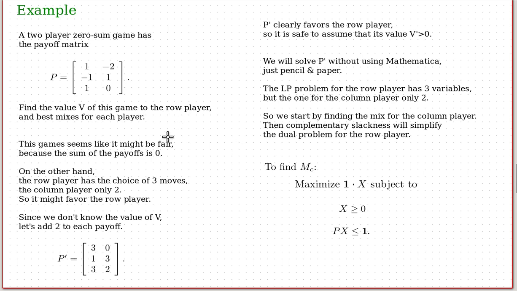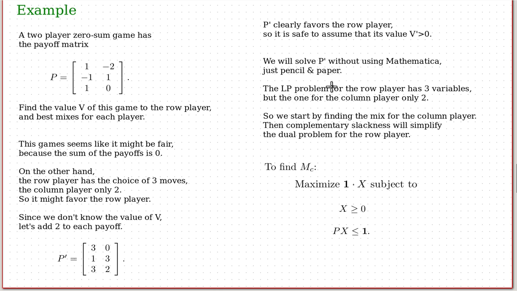So we will use the trick of adding a constant to each of the payoffs, right, as described previously. So what I'll do is I'll just add 2 to each one of these payoffs. So we get the new payoff matrix P prime, which has all non-negative entries, and it's pretty obvious that P prime favors the row player, right? So I think we can safely assume that the value V prime of the game P prime is strictly positive. And therefore we'll be able to use the strategies we described earlier for solving games that have a positive value, a positive expected payoff. And as I said, I'm going to do this without using Mathematica. I'm going to do it purely with pencil and paper.